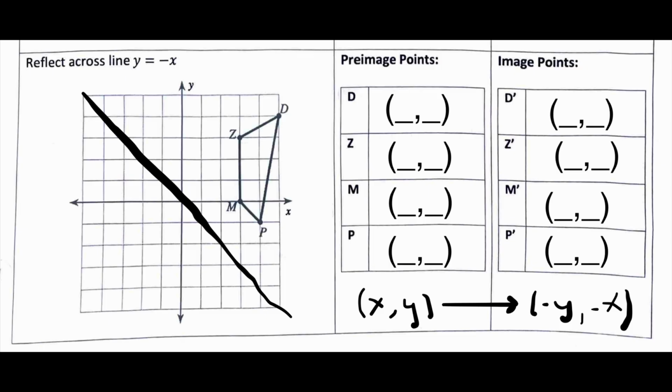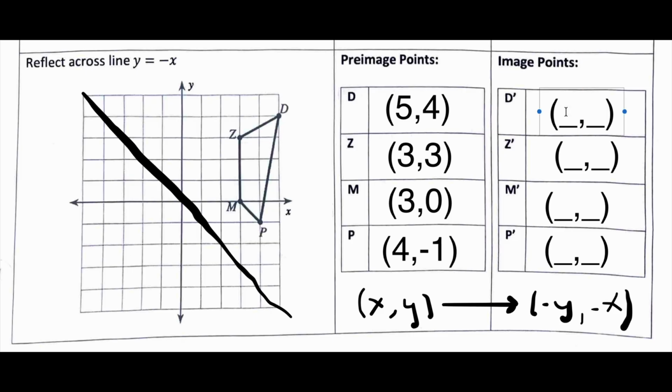So let's do that. Okay, so looking at D, we can say that counting from the origin, it's 1, 2, 3, 4, 5 over, and 1, 2, 3, 4 up. So our coordinates are going to be (5, 4). And then for Z, we can see that it's 1, 2, 3 over, and 3 up. So our coordinates, pretty easy, are just (3, 3). And then for M, we can see that it's 3 over and 0 up. So our coordinates are (3, 0). And for P, it's 1, 2, 3, 4 over and 1 down. So it's going to be (4, negative 1).